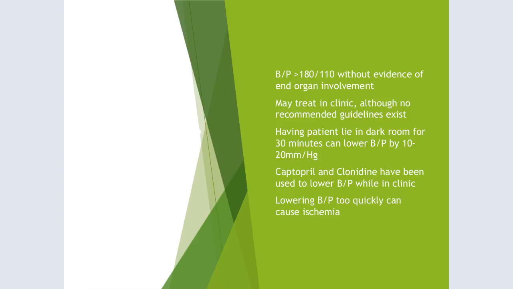Hypertensive urgencies. A hypertensive urgency is a blood pressure that's more than 180 over 110. You can treat it in the clinic, although there are no really big guidelines to say give clonidine every 30 minutes. You have to use your best judgment. You can try a simple intervention by having the patient lie in a dark room for 30 minutes. This can drop them as much as 20 points on their blood pressure.